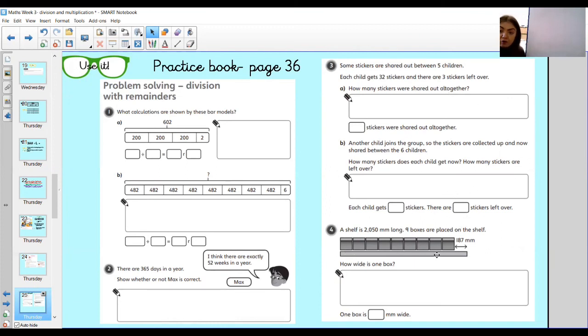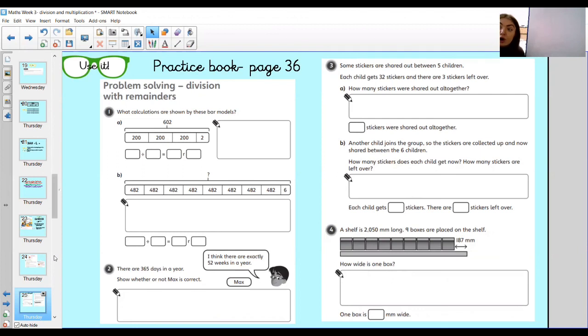And then question 4, again, is a little bit of a bar model. Okay, so they've given you the length of the shelf, and they've told you that there are 9 boxes on the shelf. They want you to work out how wide one box is, so a little bit of a reverse there. So that might take a little bit more thinking skills and a little bit more application of your knowledge. But again, as always, go as far as you can, okay? We do not expect everybody to fly all the way through these.